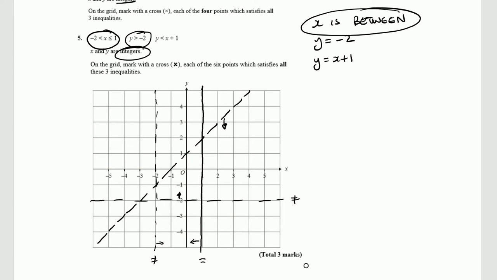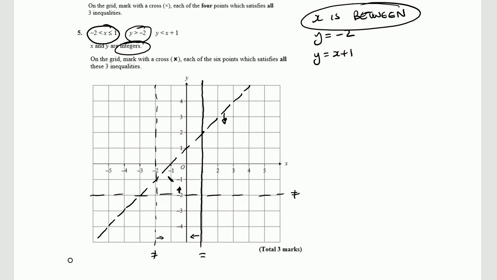And this is why it's important to be thinking about the equal tos or not equal tos in these inequalities. Because in the space I can find 1, 2, 3 points that satisfy those conditions. We need to remember I'm not allowed to go onto the dashed lines, I'm only allowed to go onto the solid line. So there's another one, and another, and another, and there's my 6 points.